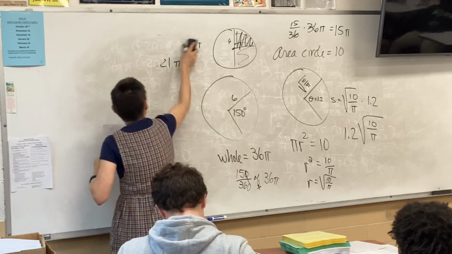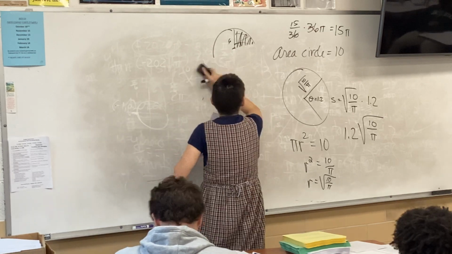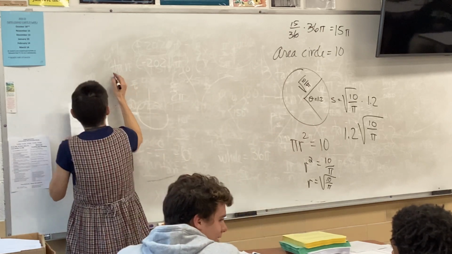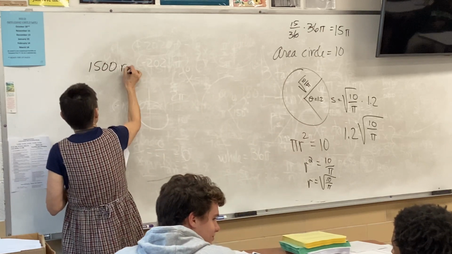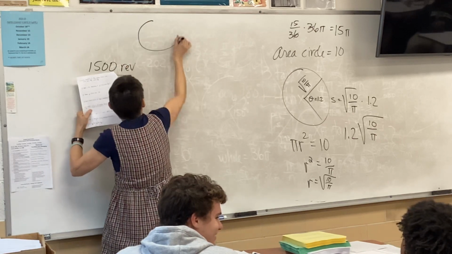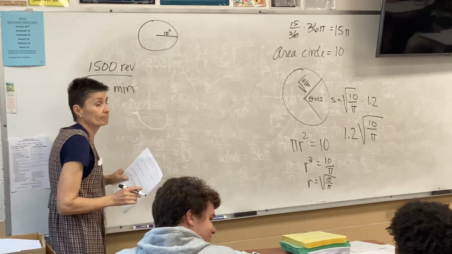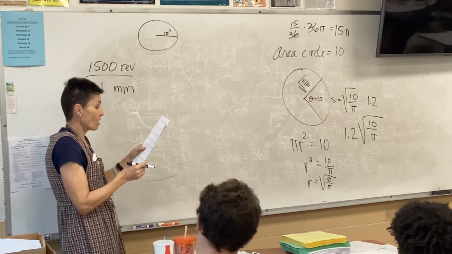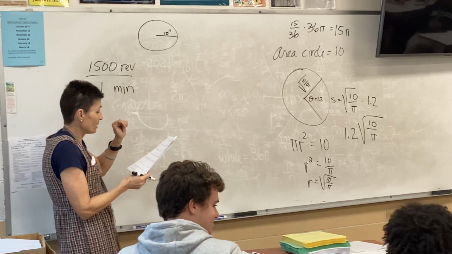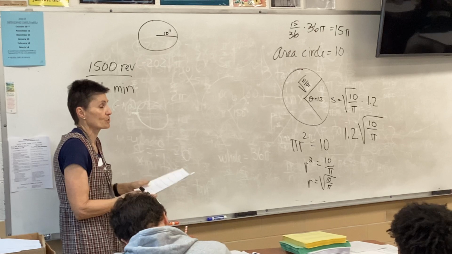A wheel, number 10. A wheel with a 10-inch radius turns at 1,500 revolutions per minute. Okay? So I am starting with that value, and I want to know how far it will travel in 8 hours.